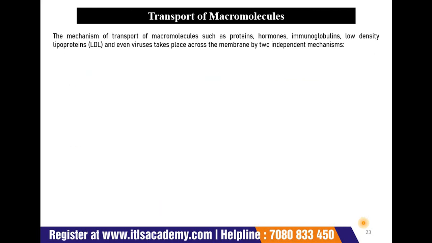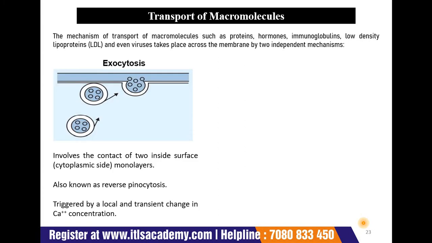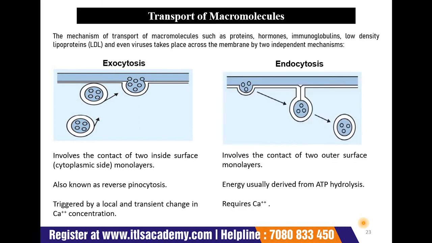Now, how does this transport of molecules occur, whether it's active transport, how does it basically happen? The mechanism of transport of macromolecules such as proteins, hormones, low density lipoproteins, viruses, or immunoglobulins takes place across the membrane by two independent mechanisms, which are exocytosis and endocytosis. Exocytosis involves the contact of two inside surfaces, which are the cytoplasmic side monolayers. It is also known as reverse pinocytosis.